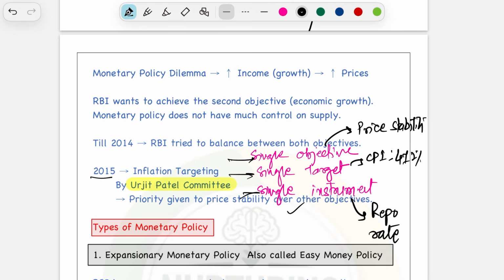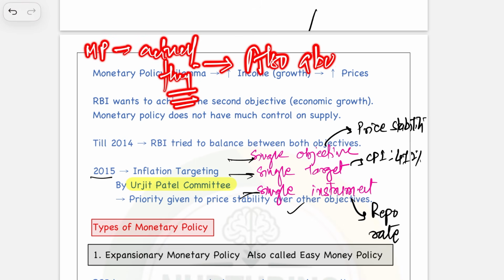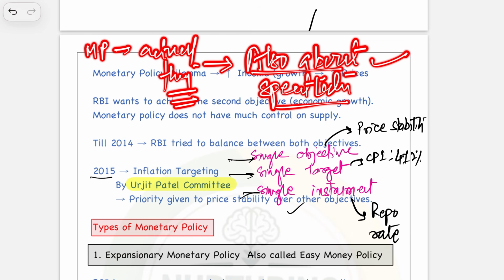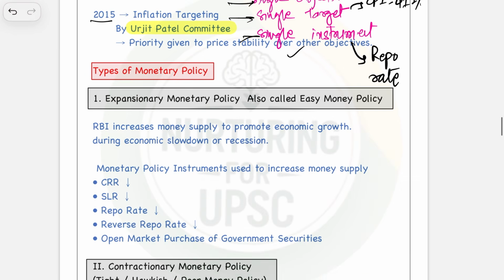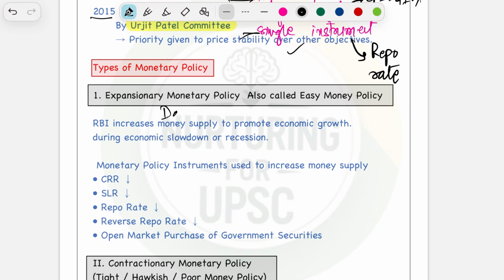Now since we know how monetary policy works in India and what its objectives are, there are different types of monetary policy, and different stances of the monetary authority which guide the market. The entire exercise of monetary policy is not only about where the money is and what the actual interest rates are, but also about speculation and the future trajectory. This future trajectory and speculation becomes very crucial with respect to the types of monetary policy. One is the expansionary monetary policy, which is also called the easy money policy, or often referred to as dovish.